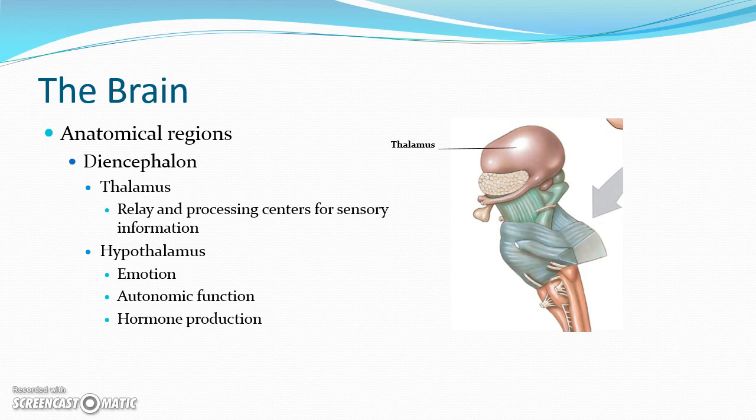The diencephalon, that inner region of the brain, includes the thalamus, epithalamus, and hypothalamus. Some general functions of the hypothalamus include emotional processing, autonomic function, and hormone production. The thalamus acts as a relay and processing center for most sensory information.